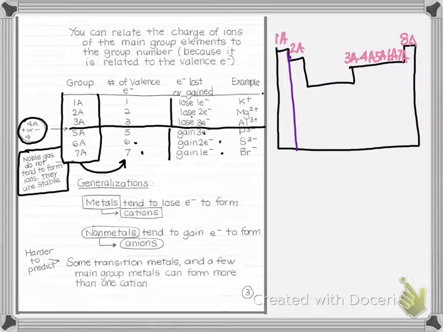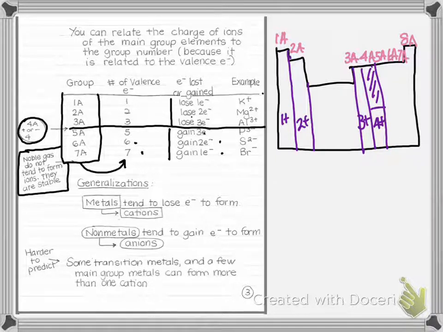know that group 1A likes to form a 1+, likes to lose 1. Group 2A, 2+. Group 3A is a 3+. 4A, honestly, down at the bottom, some of them form a 4+. These usually up here, which we would predict to form negatives, we'll talk about in just a minute, we don't really see as ions. And that's why they're not included on this table here, because it's not really something we see very often.